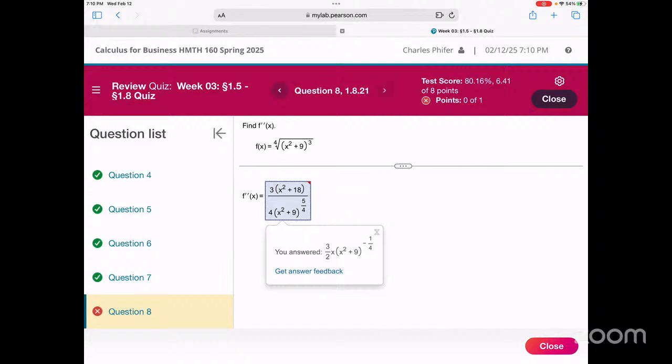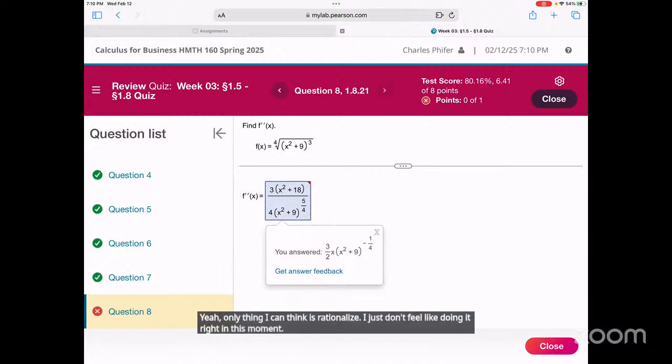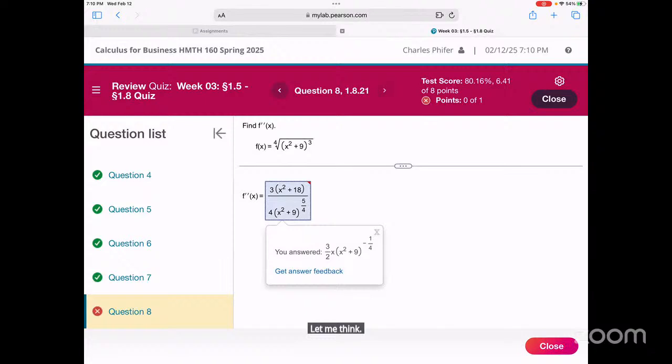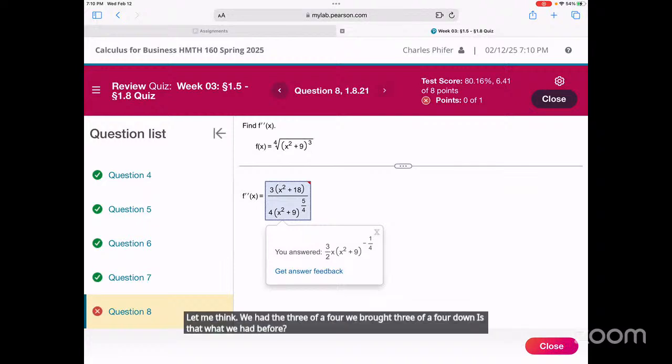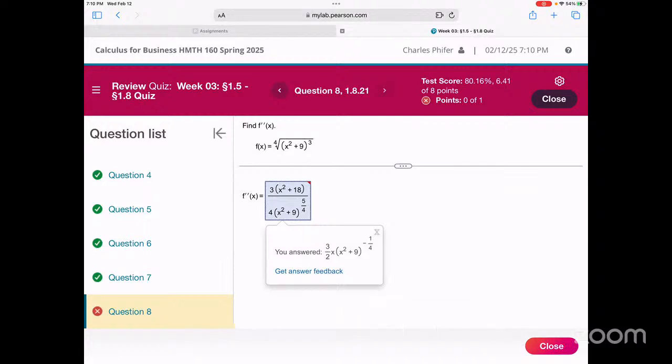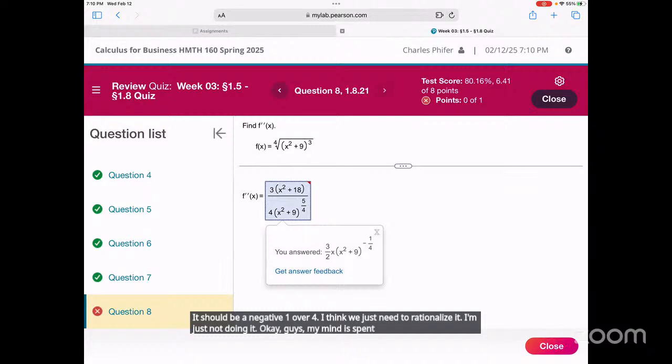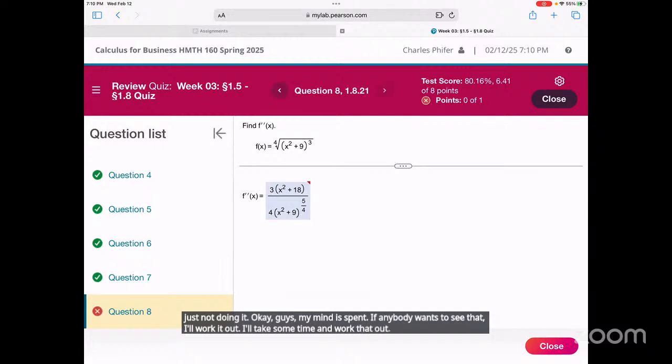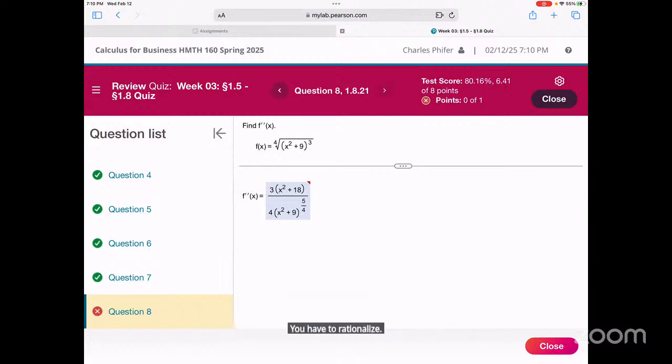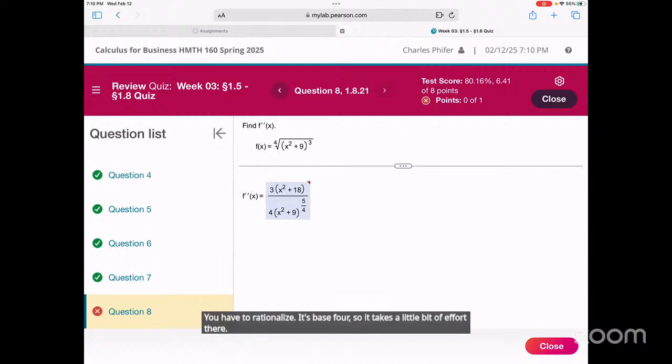The only thing I can think of is rationalize. I just don't feel like doing it right in this moment. Let me think. We had the 3 over 4, we brought 3 over 4 down. Is that what we had before? It should be a negative 1 over 4. I think we just need to rationalize it, and I'm just not doing it. Okay, guys, my mind is spent. If anybody wants to see that, I'll take some time and work that out. But you have to rationalize. It's base 4, so it takes a little bit of effort there. Okay, but I think I'm done.